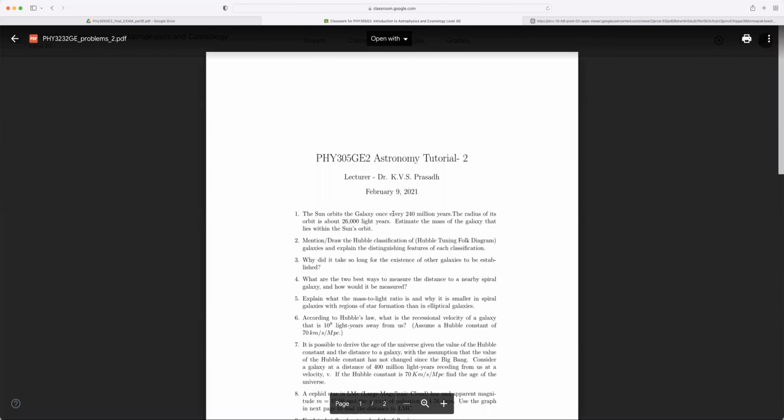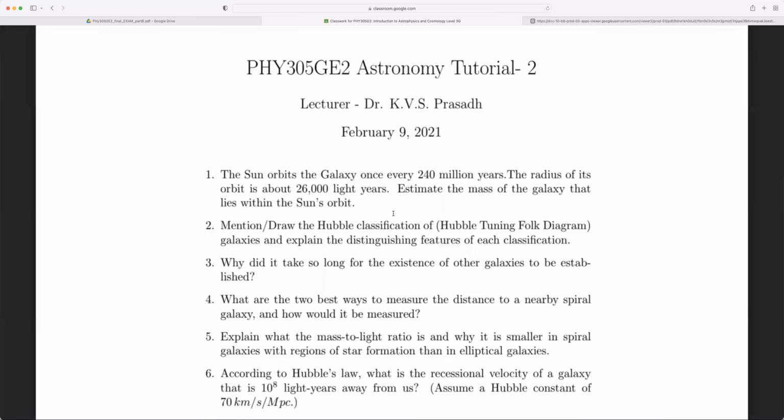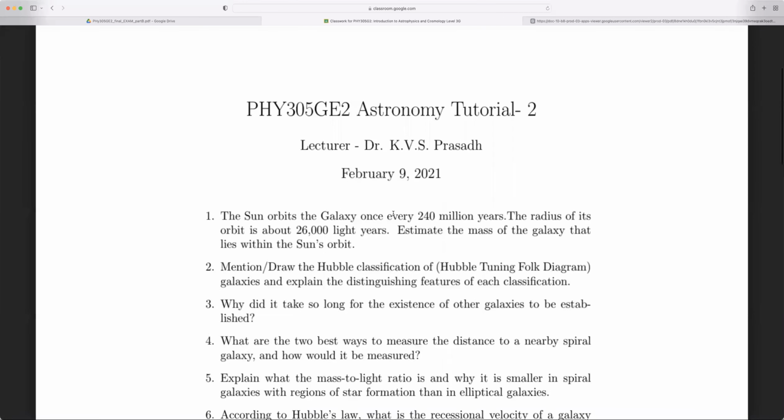And you can still straight away see that the first question is something similar to what appeared in the exam as well, right? The orbit of the galaxy: the period is given and the radius is given. You are asked to estimate the mass, right?